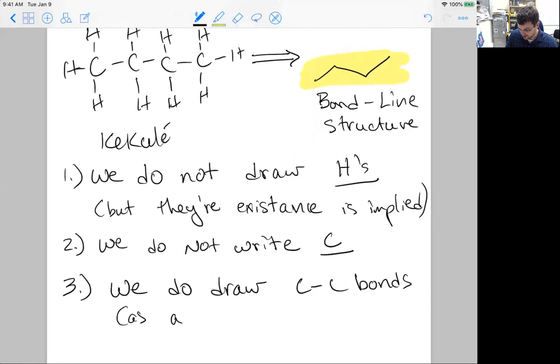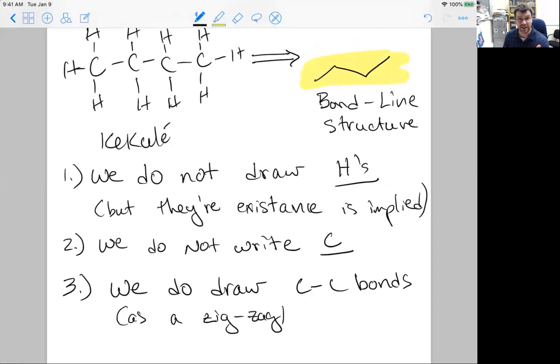And really, I should be more clear here. We draw them as a zigzag. Okay, so let's break down this structure of butane and talk about how we've accomplished all of these things. We've avoided writing the letter H altogether, and any carbon-hydrogen bonds have also not been drawn. We've also avoided writing the letter C.